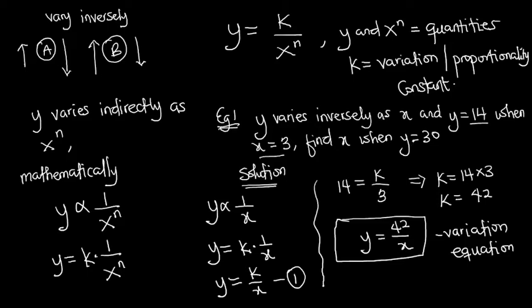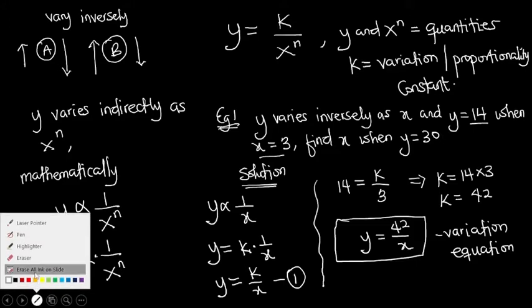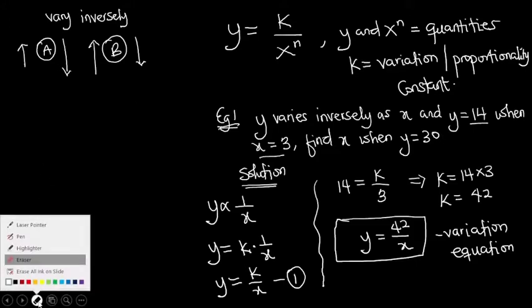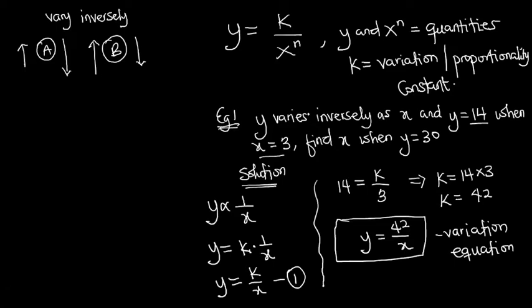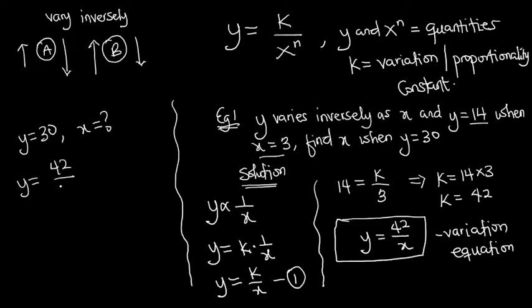So when y is equal to 30, let me create some space. So let's continue. Now, when y is equal to 30, we do not know our x, but we know that the variation equation is y is equal to 42 on x. This means let's do the substitution. Wherever we find y, let's substitute the value 30. So we have 30 is equal to 42 on x.